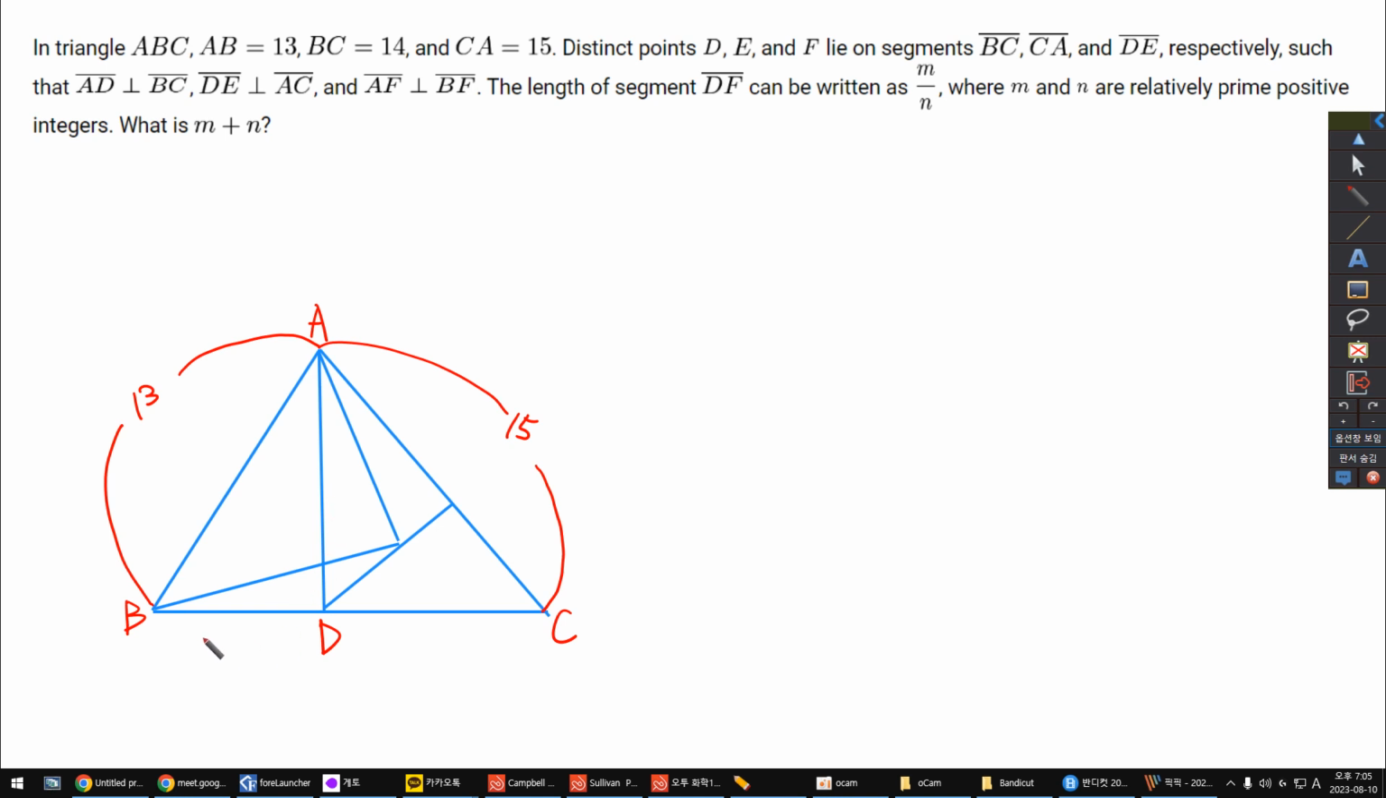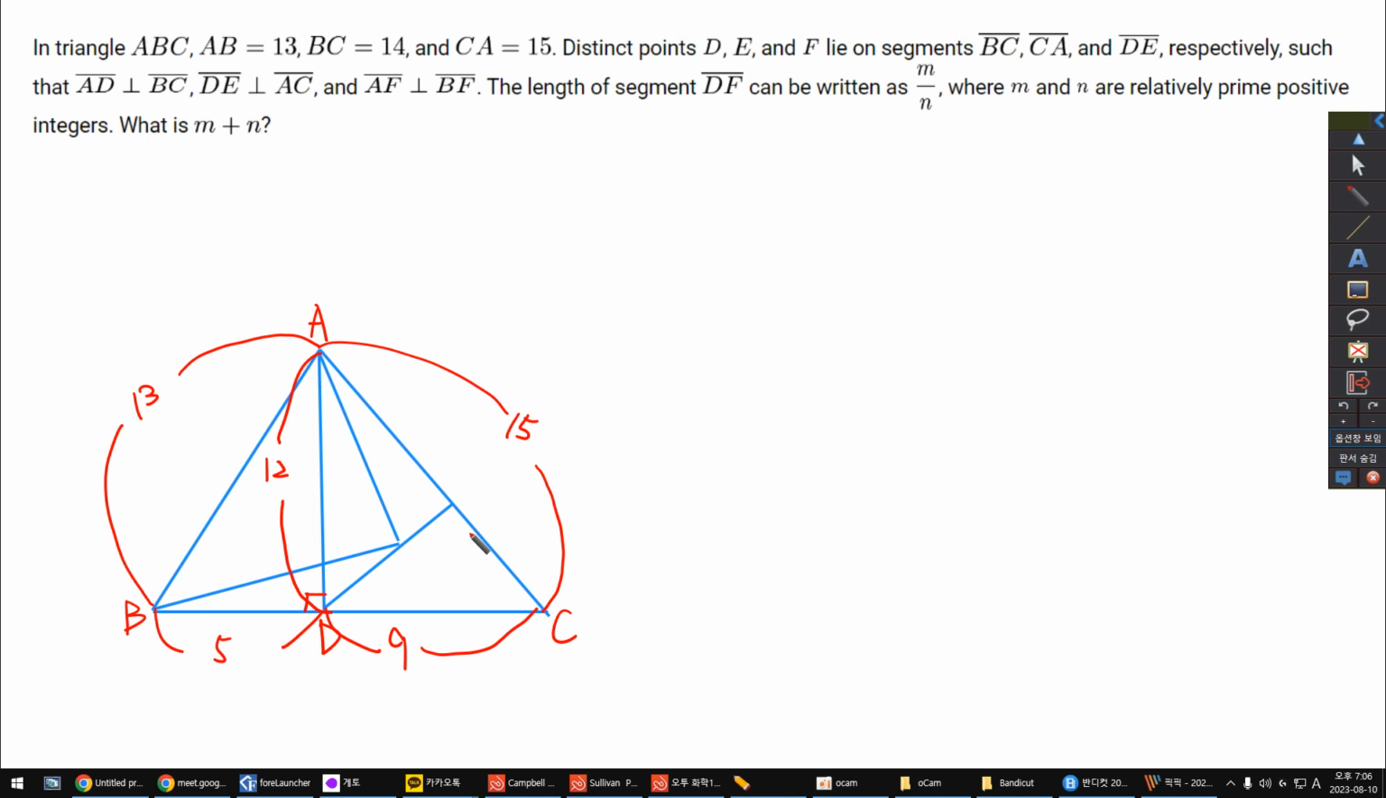what I'm saying is we can divide this base 14 into two parts. The first part is 5 and the second part is 9. In such case, the altitude of this triangle, AD, is 12, because 5 squared plus 12 squared is 13 squared, and 9 and 12 also make 15 in a Pythagorean triangle.